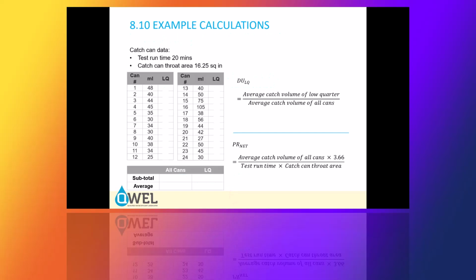So let's do an example. Here's some actual catch can data. Okay, so these are the actual results. So what I want you to do, so there's 24 catch cans. So we said the low quarter would be the lowest 6 catch can volumes. Taking a look at these values here in the milliliter column, what are the 6 lowest values?